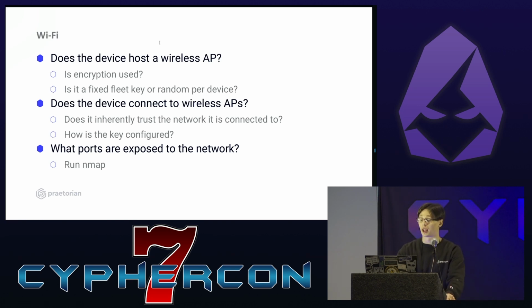Also, if the device connects to other wireless access points, does it inherently trust the network it's connected to? Does it look for a pre-configured network name? Sometimes you'll find conditions where it looks for the name of a network in the manufacturing facility, and if it finds it, it might do some different actions. So if you configure an AP with that same name, it might start acting differently. How is the key configured?